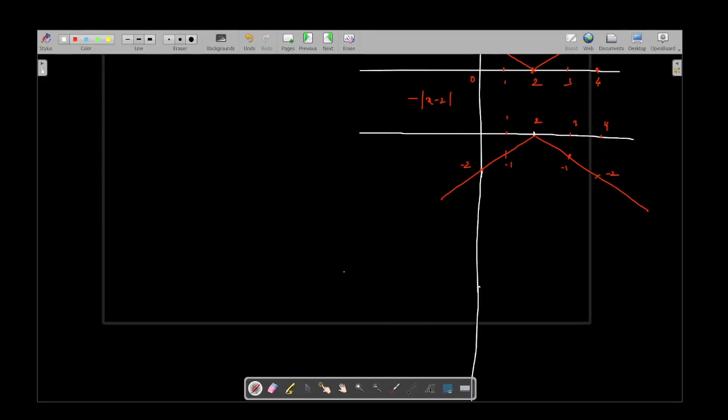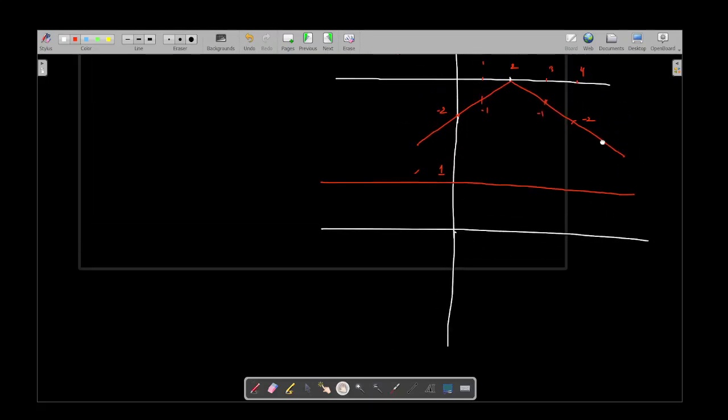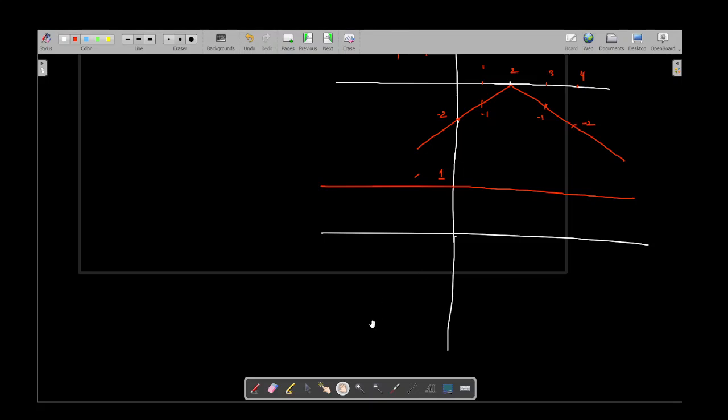Let me write it properly. So 1 is a constant line, with amplitude 1. So I have to add this function with this function. So what happens if I add these two functions?